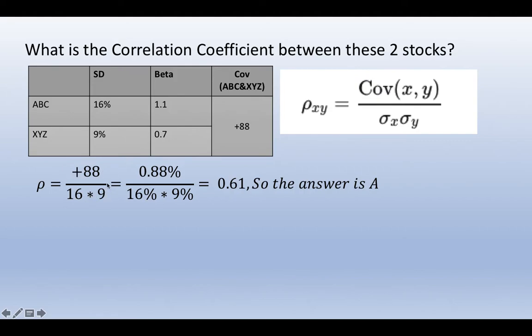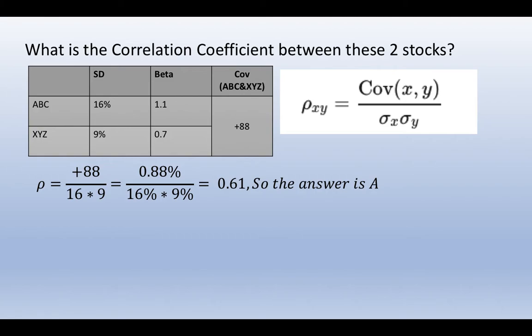So you can calculate the correlation coefficient. You can do 88 divided by 16 times 9, or you can use it this way. Both give you the same answer, 0.61. So the answer is A.